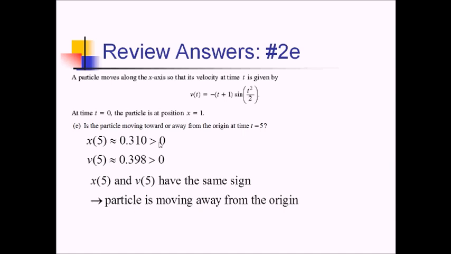Now, if these two quantities had opposite signs, so for example, we were on the right side but moving left, or on the left side but moving right, then we would be moving toward the origin. So it's all about whether x and v share the sign or have opposite signs.